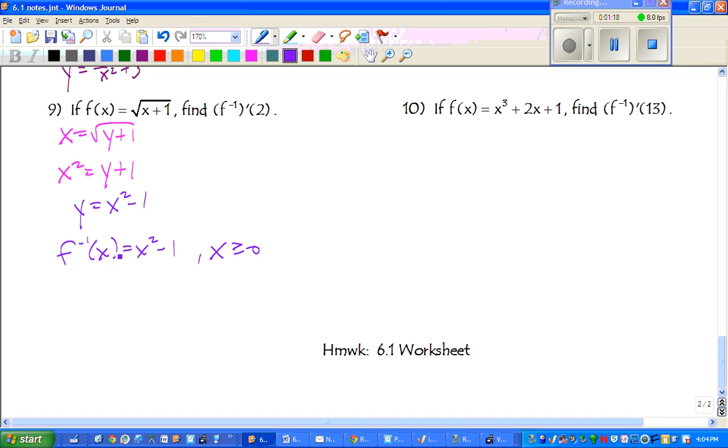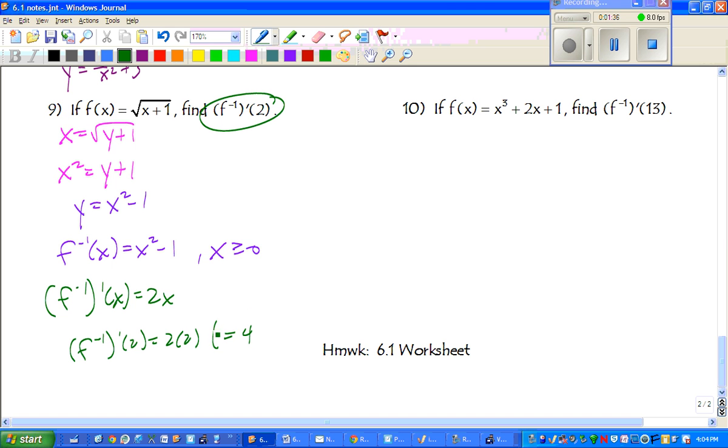So that's our inverse. We need to figure out the derivative of the inverse next. And that's just 2x. And it asks us to find the derivative of the inverse at 2, so the derivative of the inverse at 2 would just be 2 times 2, or 4.